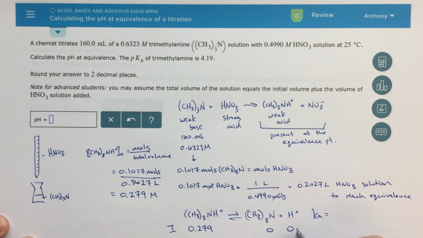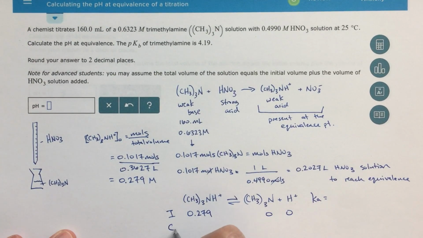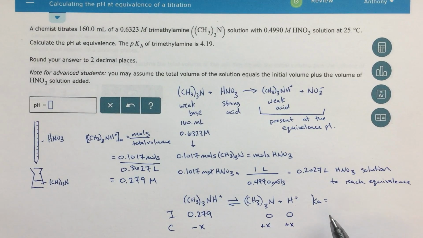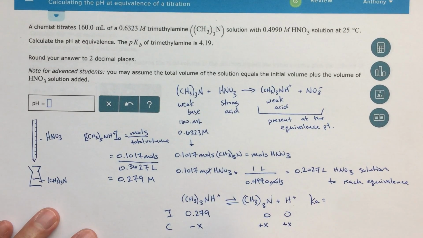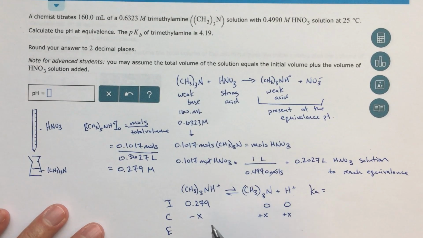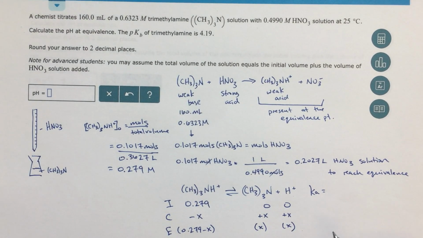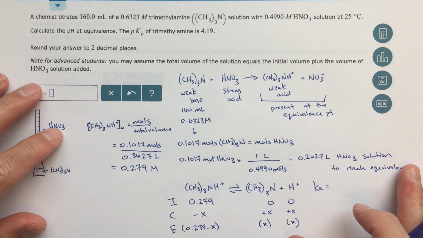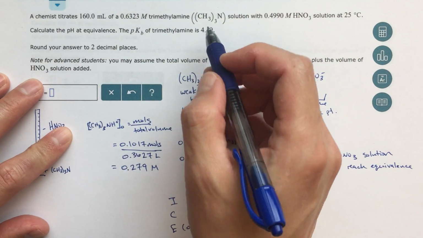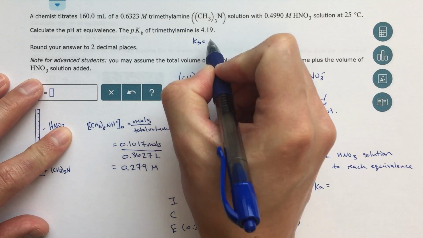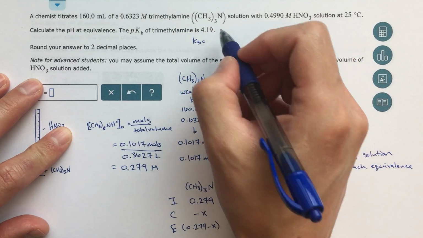Now I'm just going to run this ICE table. 0 and 0, minus x, plus x, plus x. Now we need to know what our Ka value is, right? So let's actually just finish jumping ahead a little bit here. Got excited. 0.279 minus x, x, and x. So now we need to know what our Ka value is in order to actually solve the rest of this ICE table, right? To solve for x, we need to know what Ka is. So if I look back up here, if we're given a pKb, I can convert a pKb of 4.19 into a Kb.